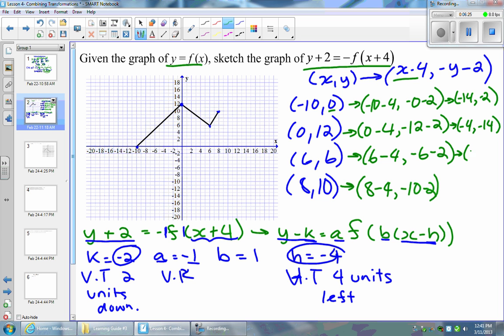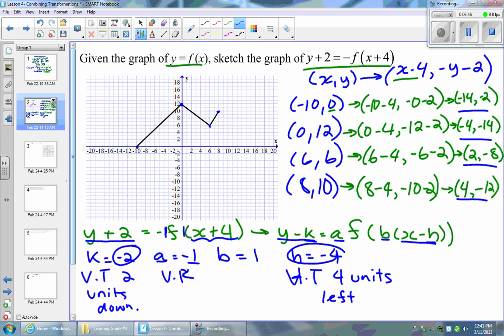6 minus 4 gives you positive 2. Negative 6 minus 2 gives you negative 8. And very last but not least, we have 8 minus 4, which gives me positive 4. And negative 10 minus 2 gives me negative 12. So here are your transformed points. We have 4 of them, okay? And let's actually graph these points.